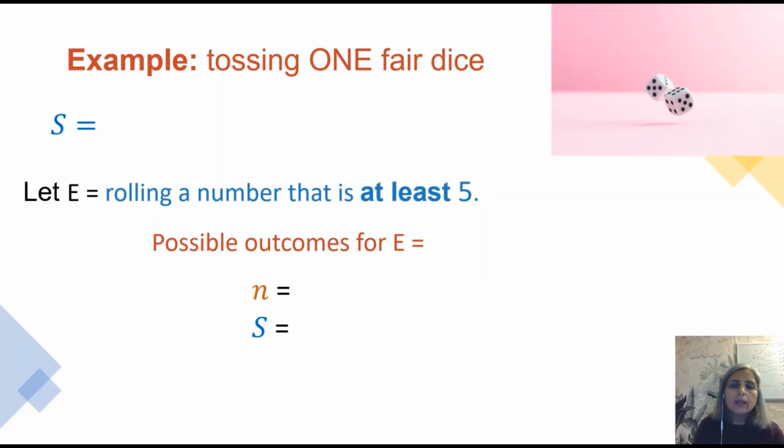The next example is tossing a fair dice. We are considering 1 fair dice, although you can see 2 in the picture. But we are considering tossing 1 fair dice. It has to be fair. Now these are little details that we need to give importance to.